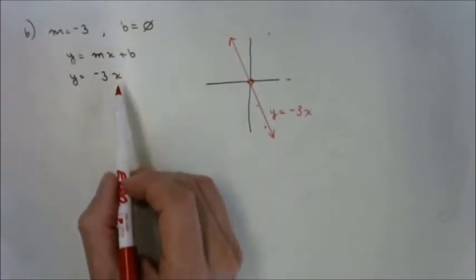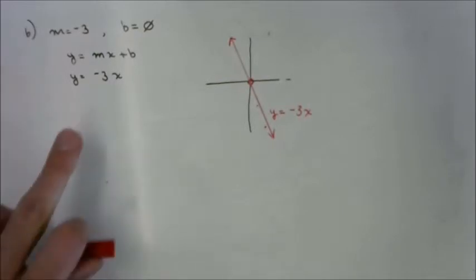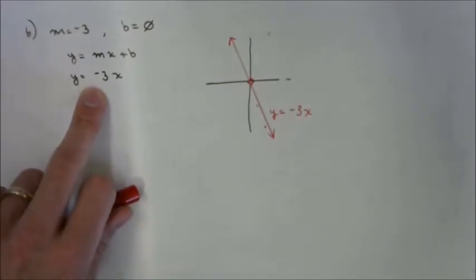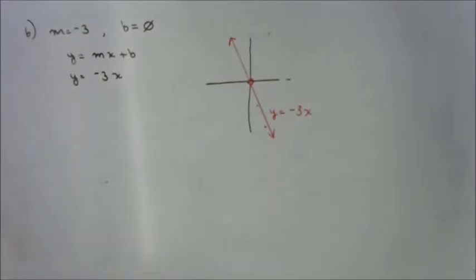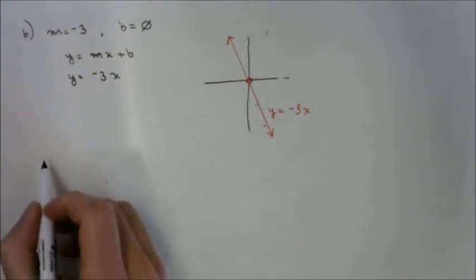Rise over run if it's going down? Yep, because the rise is negative. It's a negative rise. Correct. All right, let's look at C.